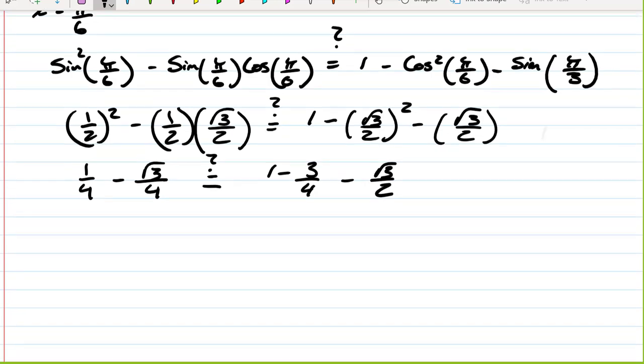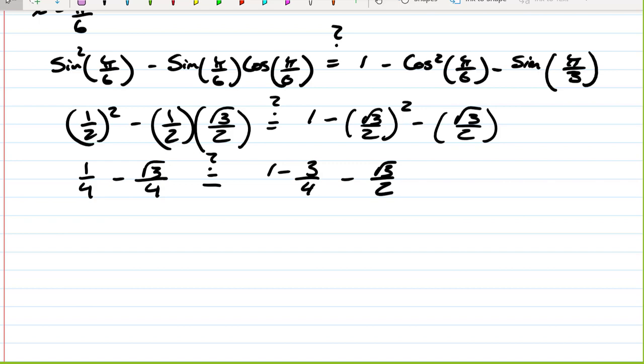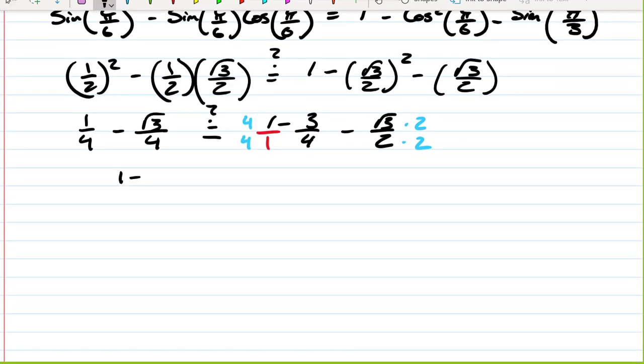And we get our common denominator by making this a fraction over 1. And then we multiply the top and the bottom of this by 4 over 4 and this by 2 over 2. And we simplify, so we get 1 minus the square root of 3 over 4. And on the right side, we have 4 minus 3, which is 1, minus 2 times the square root of 3, so that's 2 square roots of 3 all over 4. And these two things are not equal. So that tells us that pi over 6 is a counterexample.